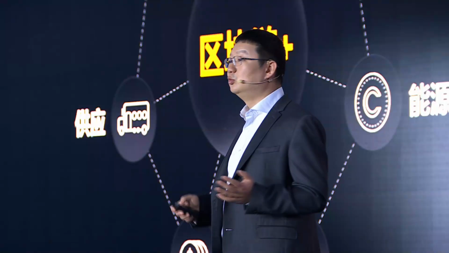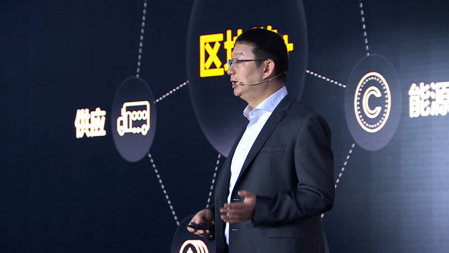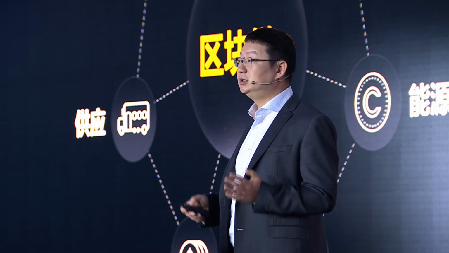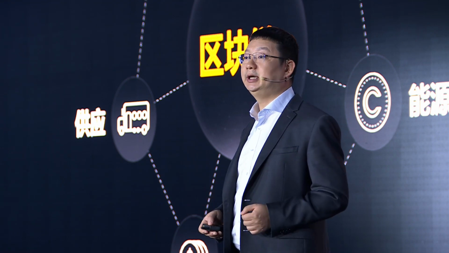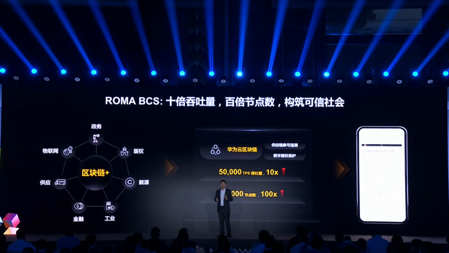Blockchain technology has experienced rapid development in recent years, extending from the financial field to various fields such as IoT, supply chain, and government affairs. Today, we launched the new Huawei Cloud BCS that uses a new blockchain engine. A single chain supports 50,000 TPS, improving the throughput by 10 times, and supports 10,000 nodes, increasing the number of nodes by 100 times.